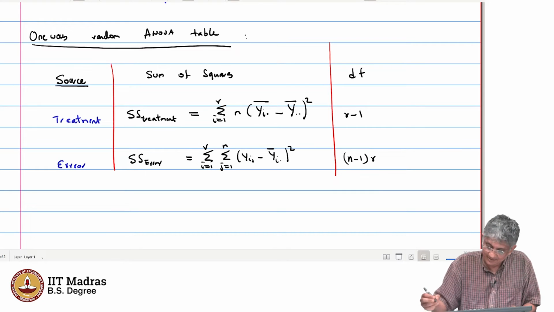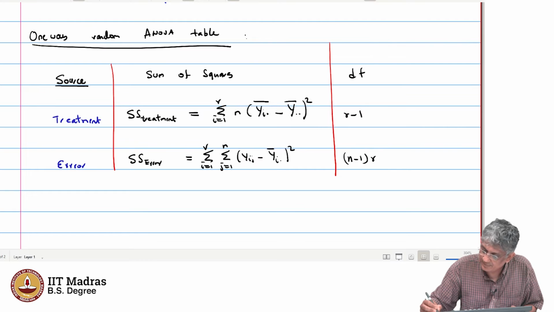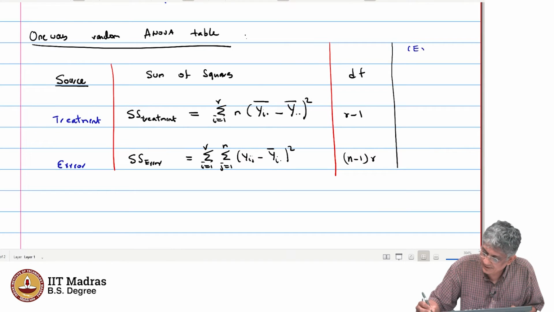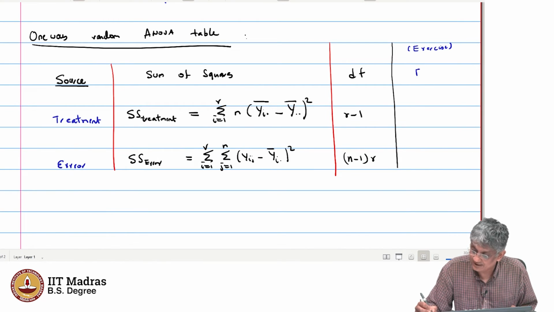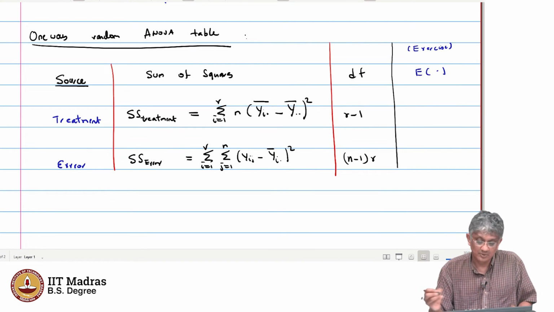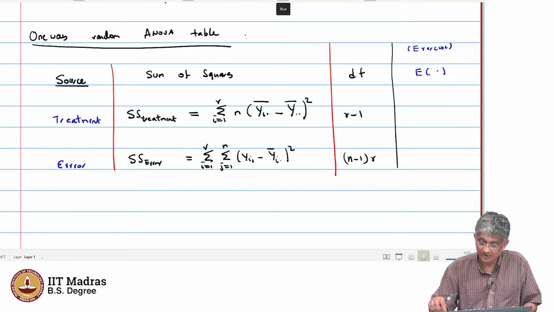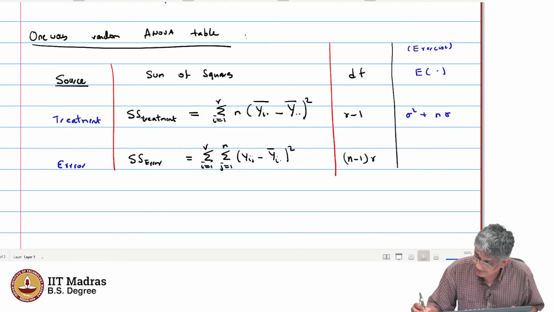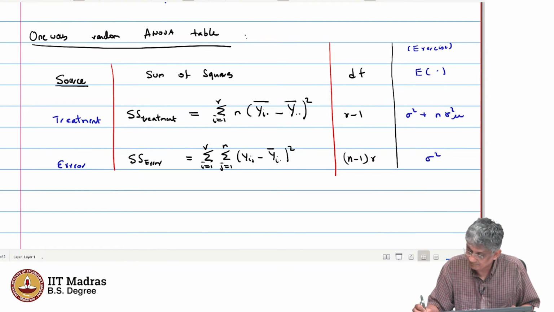And this is something one can show. It's not hard, so some exercise I'll write down. Exercise right here. Let me put another column. You can check that the mean sum of squares, that is its expected value, is going to be, for the first one, the expected value of SS treatment: sigma squared plus n times sigma squared mu. The second one, you'll just get sigma squared.